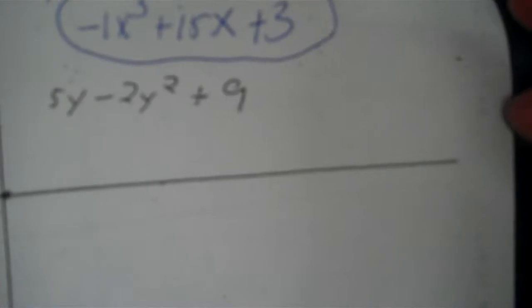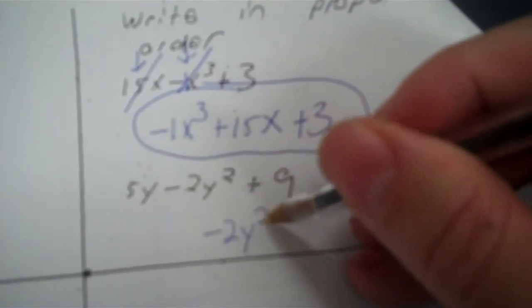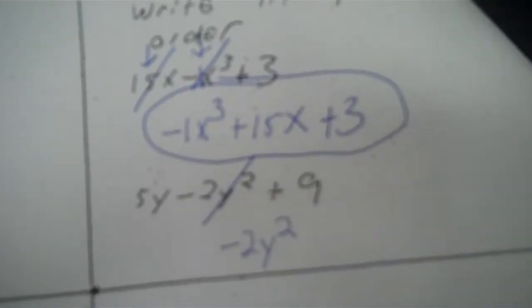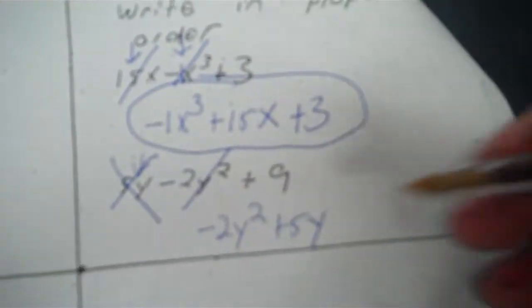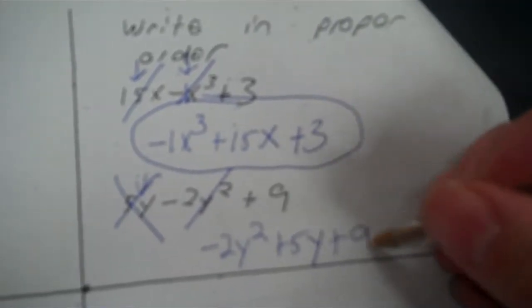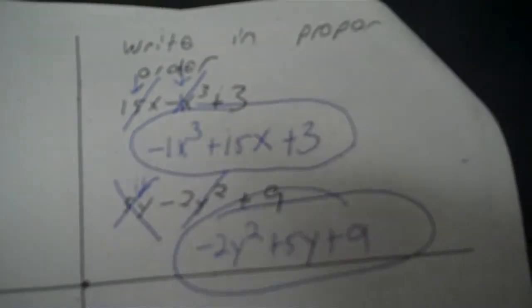Next problem. 5y minus 2y to the second power plus 9. Here's my highest power here. So the negative 2y to the second needs to come first. Then I look for regular y's, and I have a 5y, so plus 5y. And then last, always last, you look for numbers that don't have a letter, so it'd be plus 9. So I reordered them.